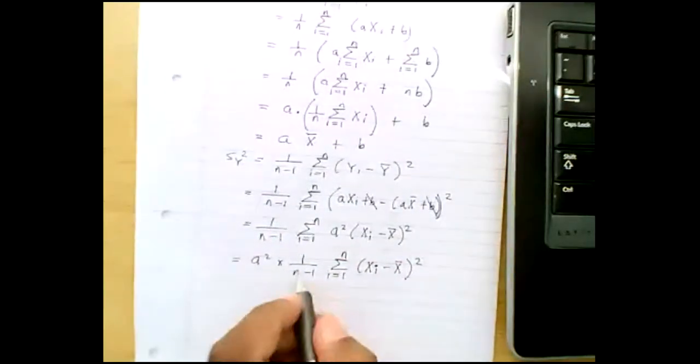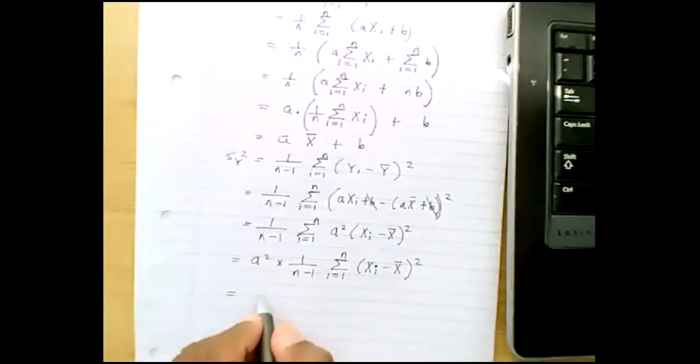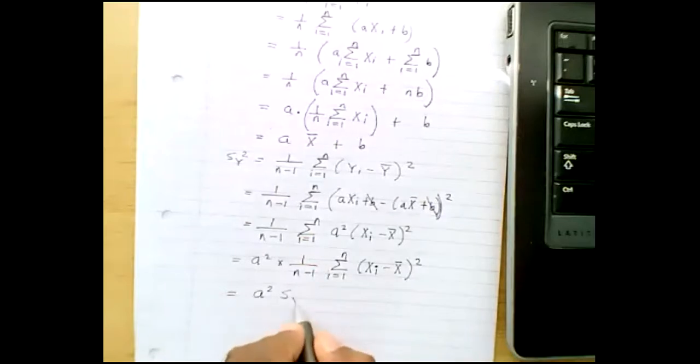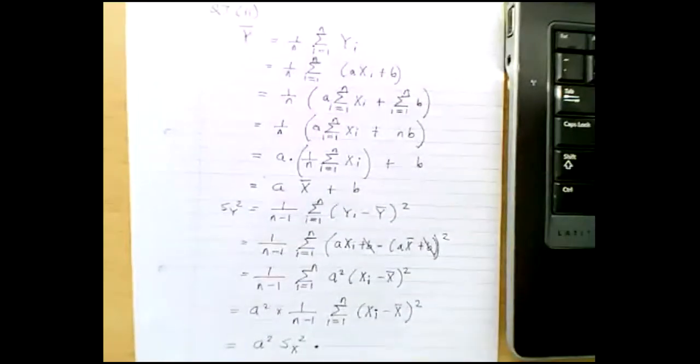Okay. Now this guy here is the sample mean of the x's. So what you have is a squared times this. Right. So this completes part 2 of question 4.